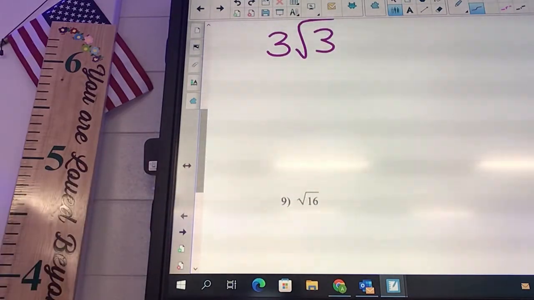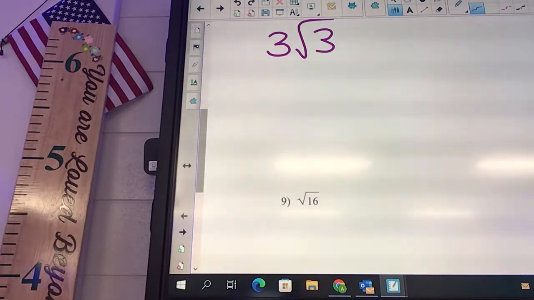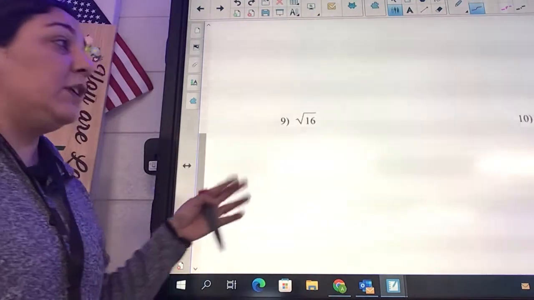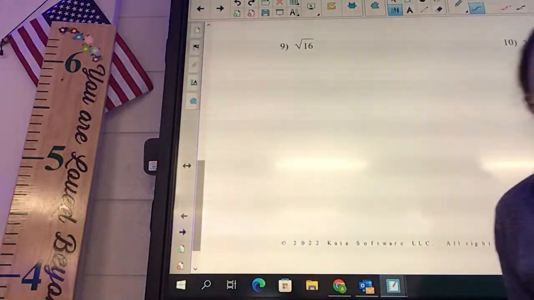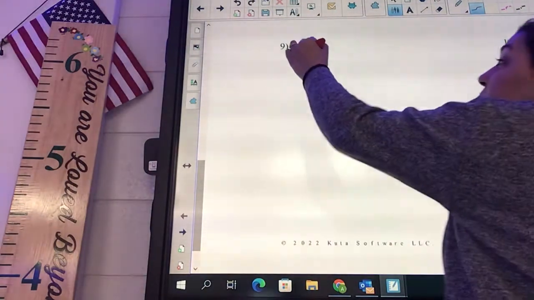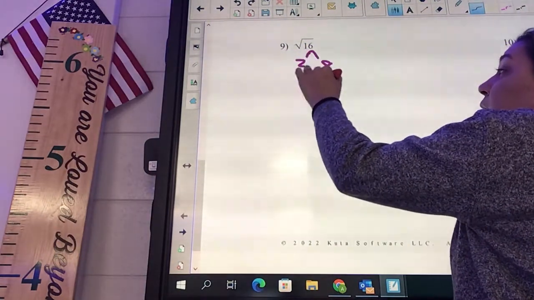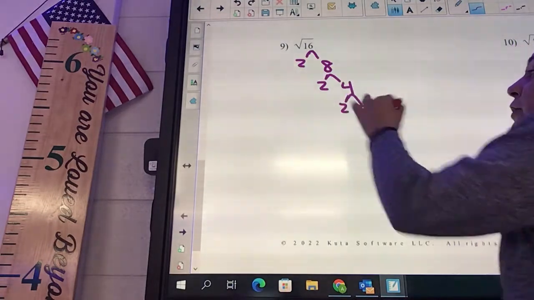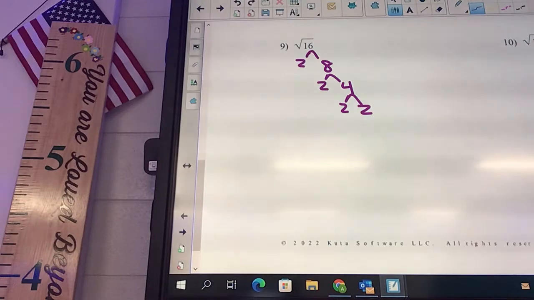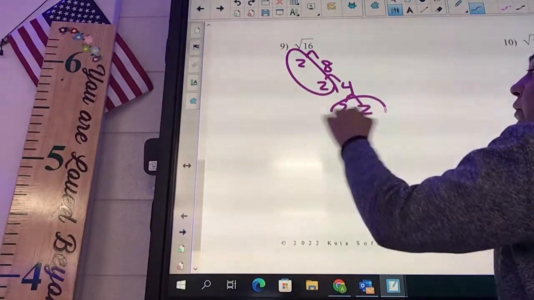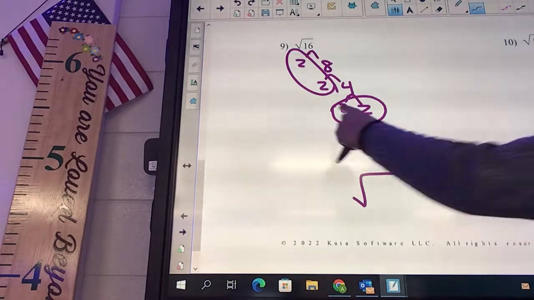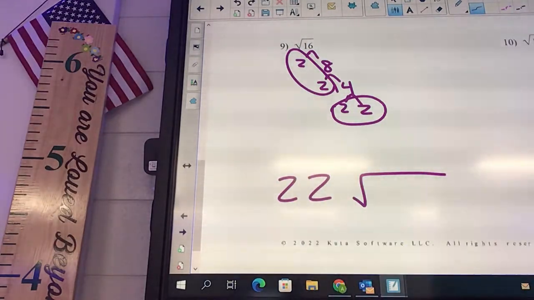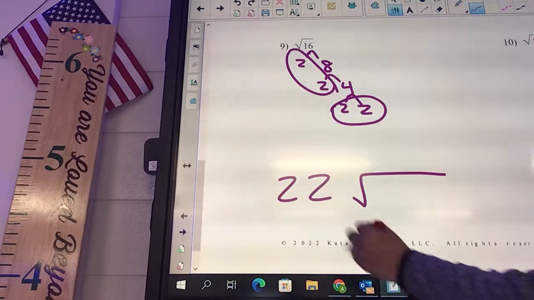Square root of 16. We already know that it's 4, okay? If you need to make the tree, I'm going to make the tree just to show you what happens when there's nothing inside the radical, okay? So if we did 16, we'd get 2 and 8, 2 and 4, 2 and 2, right? What's our group number? 2. We can take them out in groups of 2, okay? So we got 1 group, 2 groups, okay? Where do they go? Outside the radical. Okay, so we got a 2 and a 2. What do you do with those? You multiply them. So 2 times 2 is 4.